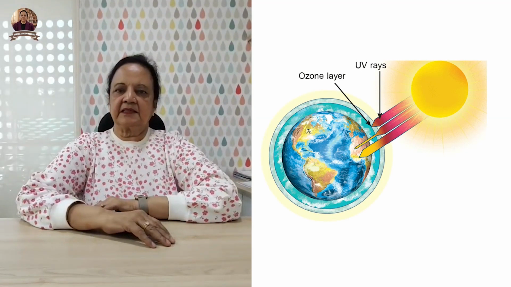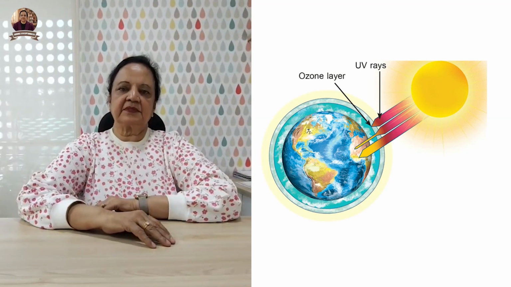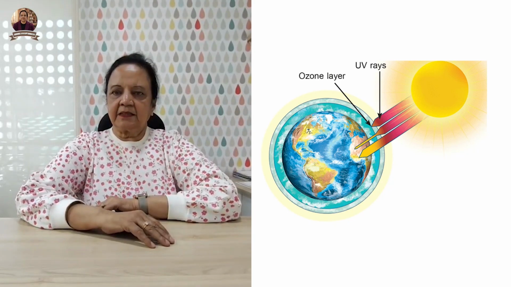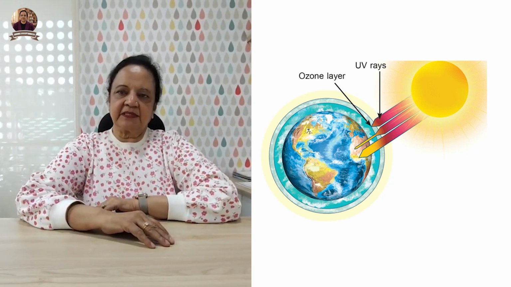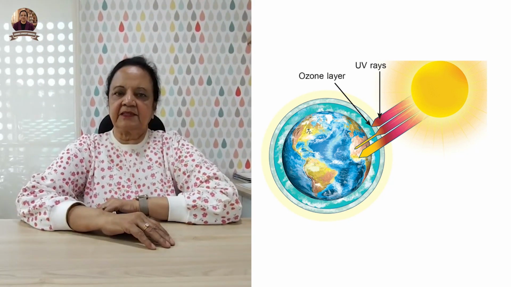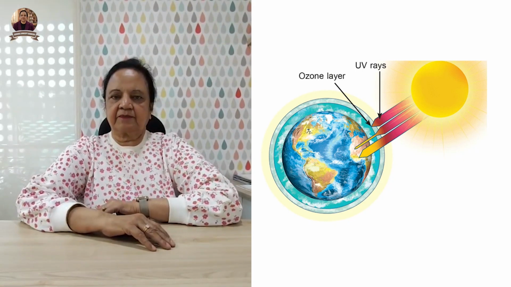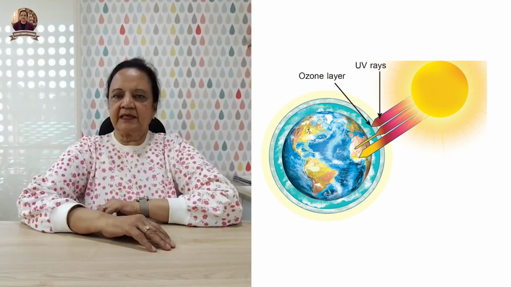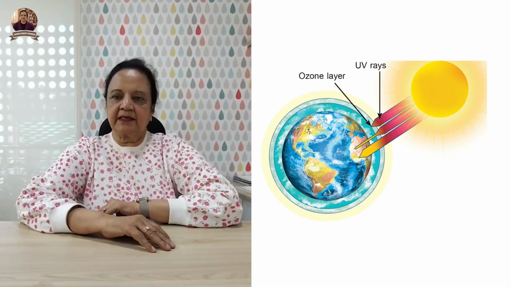Ozone layer in the stratosphere absorbs ultraviolet radiations, depleting due to CFCs from refrigerants, aerosols, etc. The consequences of it, more UV rays, it is causing skin cancer, it harms the crops and the phytoplanktons.